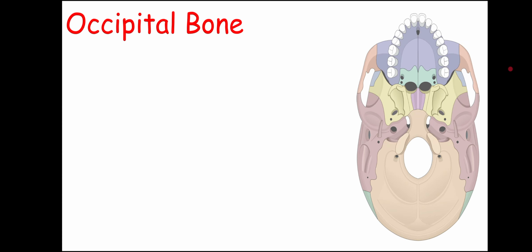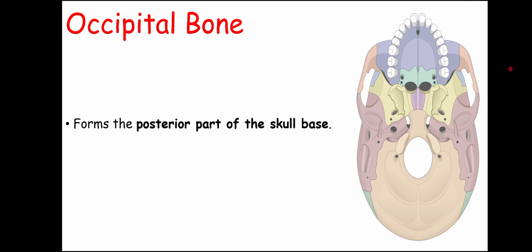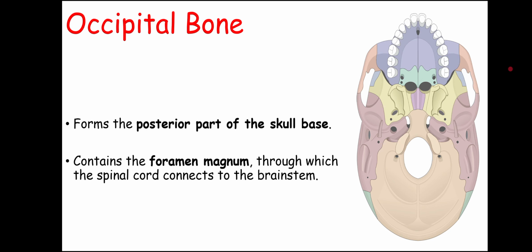The next bone we can see is occipital bone, that forms the posterior part of skull bone. It contains the foramen magnum through which the spinal cord connects to the brainstem.